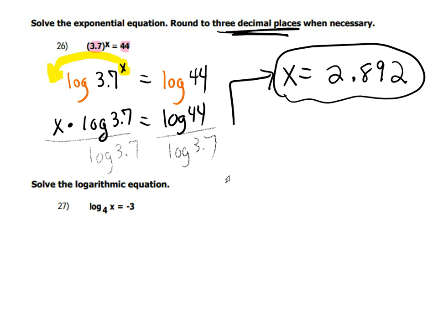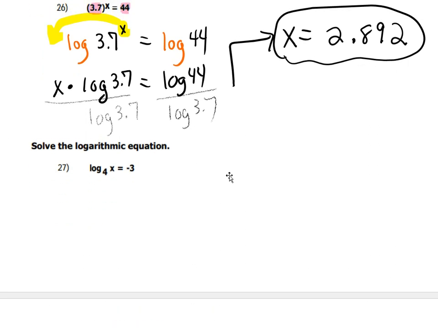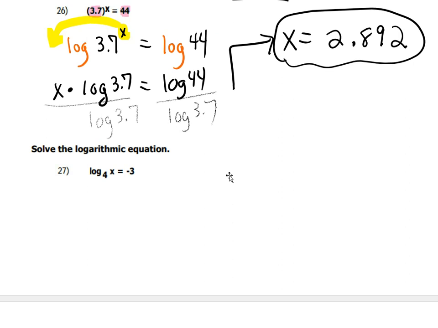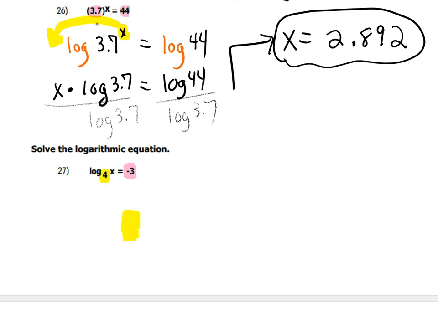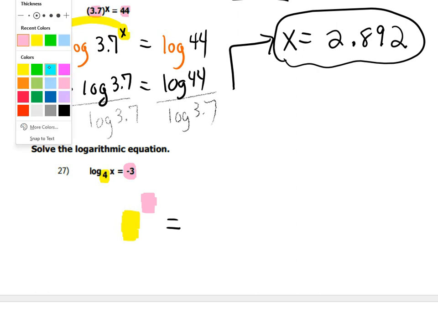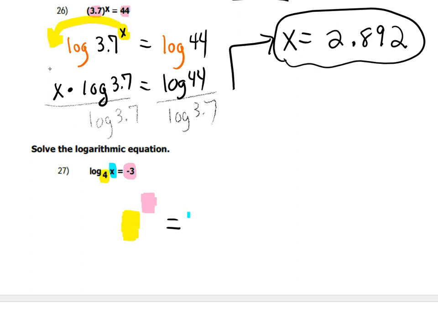Okay, and then 27 says solve this logarithmic equation. It's a single log. So if it's just a single log, pack your bags. We're heading back home to exponent land. You are going to start with the base of 4, and then you're going to raise that to whatever the log is equal to, because logarithms are equal to exponents. And then that's going to equal the only thing you have left in this problem, which is this x right here. That's what's going to go there.